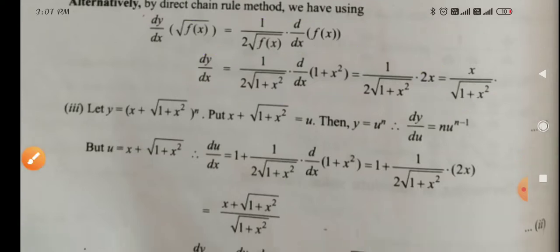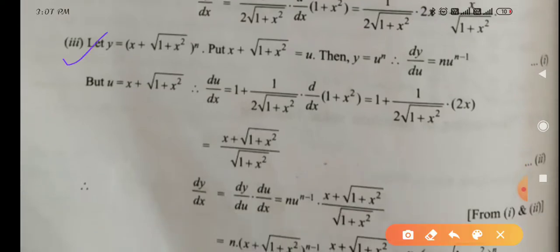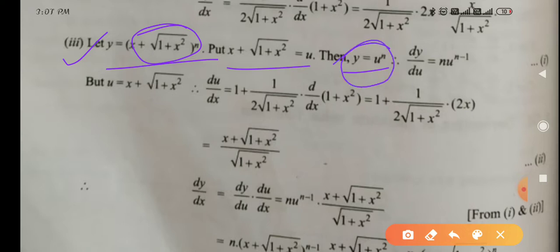Now the third part also you can see. In the third part y equals this. So this inner function you can take as u. So x plus under root 1 plus x square equals u. So y equals u to the power n. So dy upon du, because you have to differentiate this function with respect to u, dy upon du equals n u to the power n minus 1. And this function you have to differentiate with respect to x.